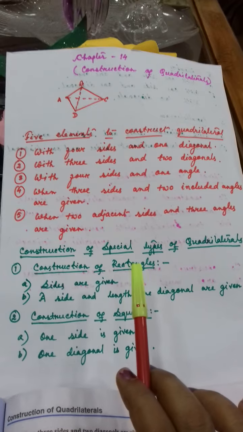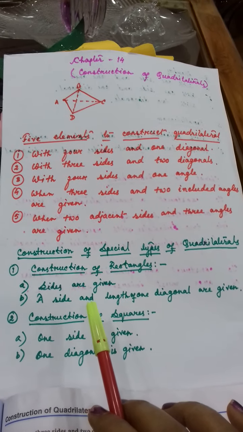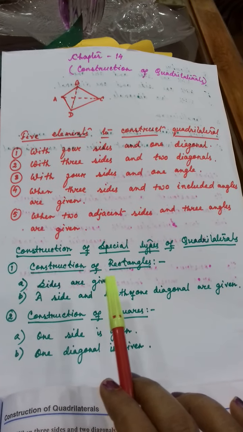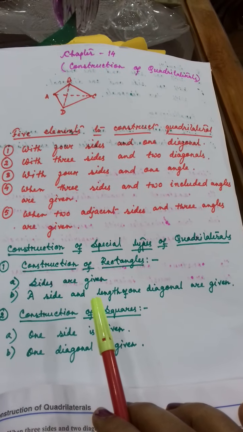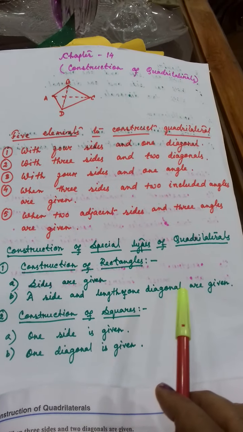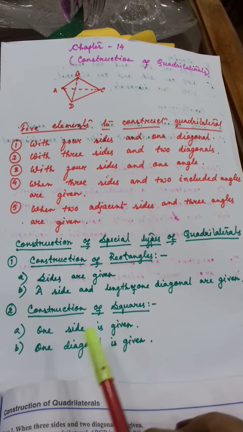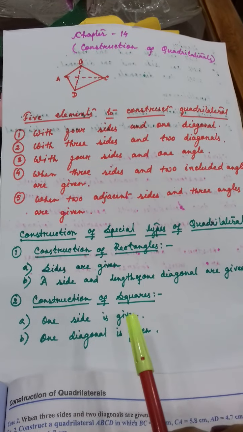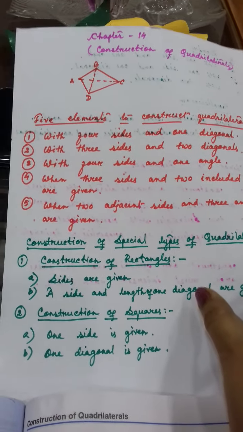Now for construction of rectangles, there are 2 elements: if only sides will be given to you, and another way, if one side and the length of 1 diagonal will be given to you. In the same way for construction of square, there are also 2 elements: if one side is given to you or if 1 diagonal is given to you.